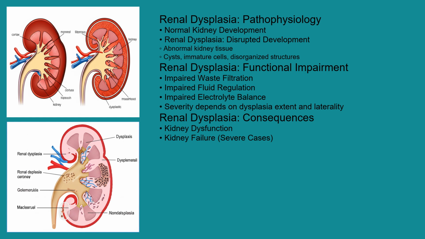To understand renal dysplasia, we need to look at its pathophysiology, or how it disrupts normal kidney function. Normally, the kidneys develop in a highly organized and precise manner. In renal dysplasia, this development goes awry.